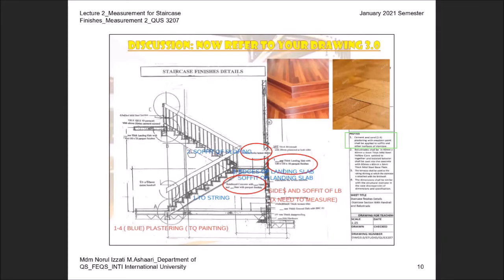I am actually writing, so that's why sometimes I didn't use the pointer. When you see the flow, you can see it one by one. So I repeat, for the blue color, this is for the plastering. Number 1, string; number 2, soffit of sloping; and number 3, edges of landing slab. And you can also see the word soffit of landing slab.